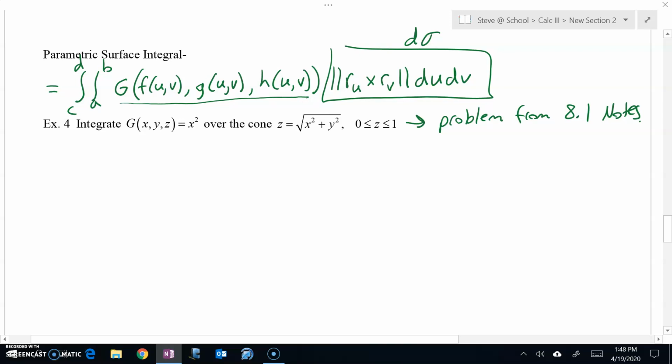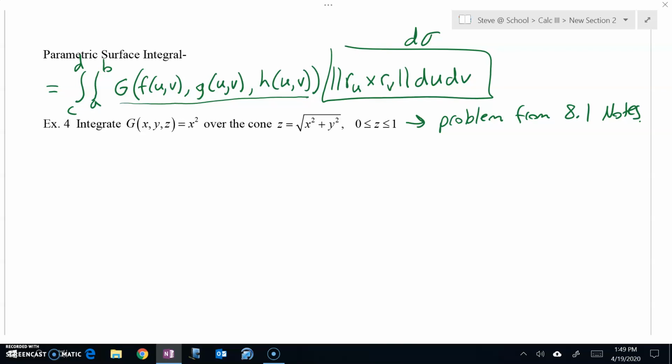Okay, and then d sigma is the same as it was when we did parametric surface area. It's just the magnitude of the cross product of the partial derivatives of your parametrized surface, and then du dv, or whatever the variables are. Alright, so let's look at number 4 here on this note sheet. We're integrating this big function g of xyz equals x squared over the cone z equals x squared plus y squared, where z is between 0 and 1.